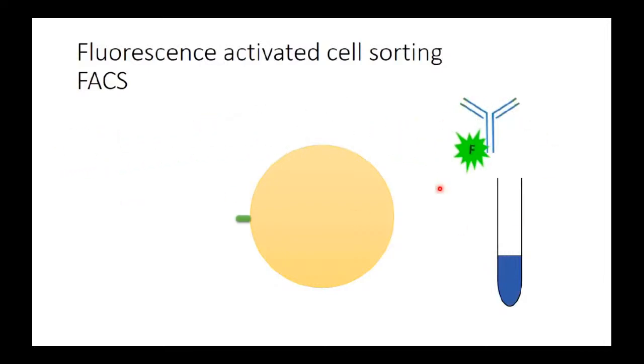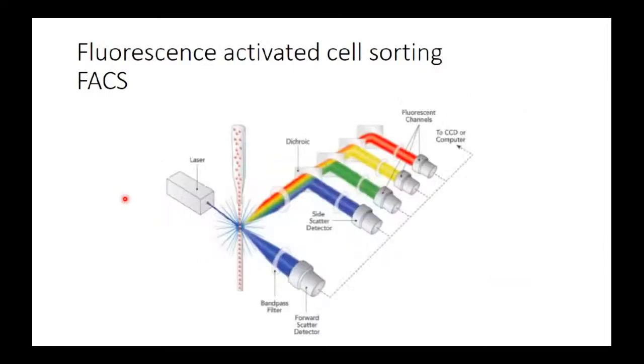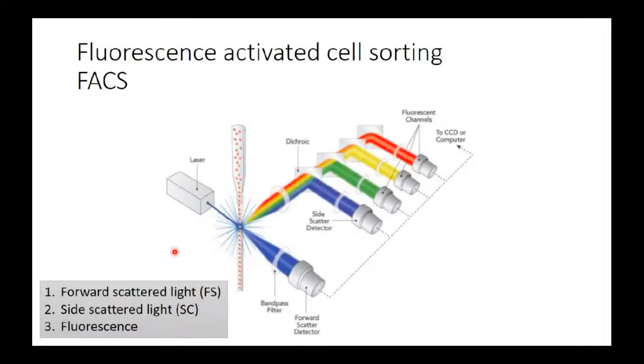When the antibody is added to the cells, it is going to bind specifically to the protein of my interest, and then I will have labeled cells. The cells that are expressing the protein will be labeled with this fluorophore. Now, when the cell passes through the laser beam, this is going to happen.